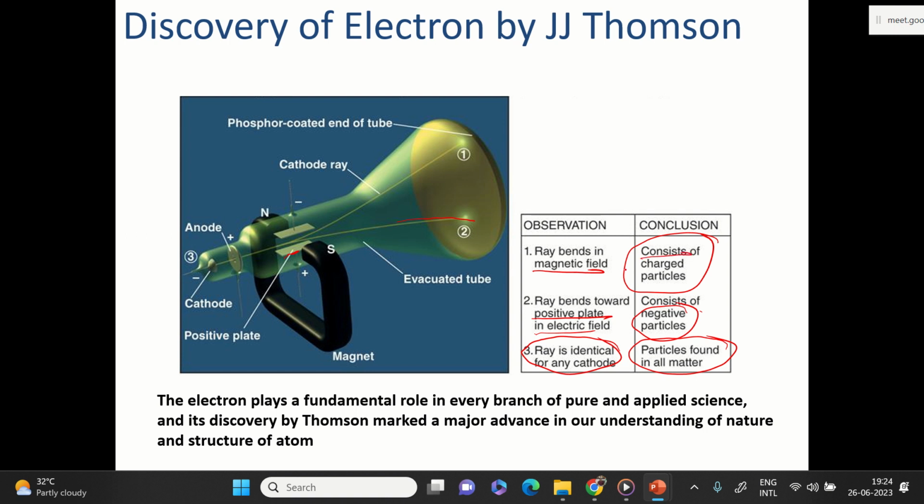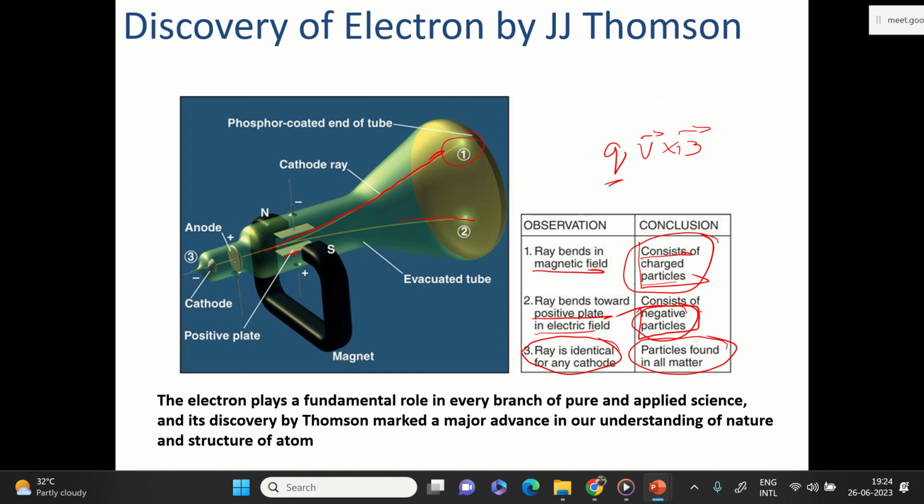It is due to the motion of the charged particles, the basic thing that q v cross B. So the fundamental thing is that a moving charged particle, if there is a change in its path, that leads to the first conclusion, that a charged particle is present. What is the nature of the charge? Negative.